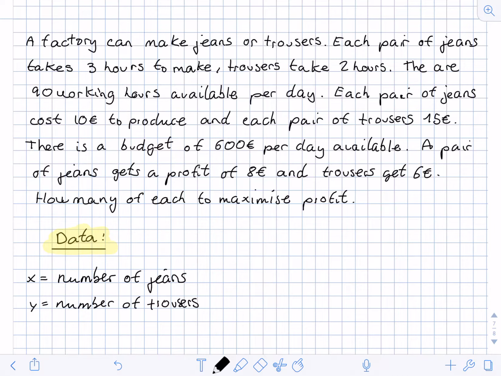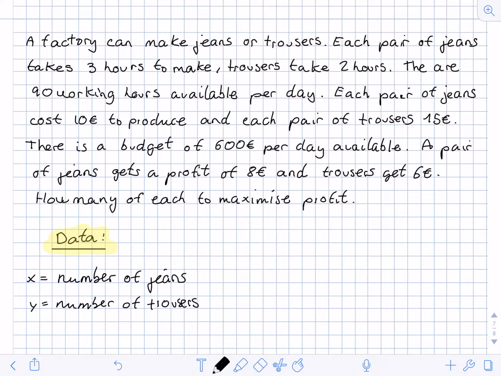Each pair of jeans costs €10 to produce and each pair of trousers €15. There is a budget of €600 per day available. A pair of jeans gets a profit of €8 and trousers get €6. How many of each to maximize profit?